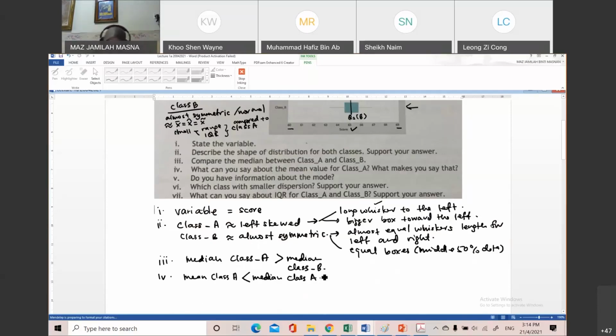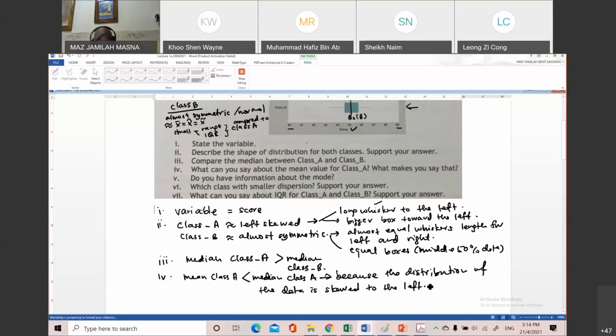Now, why? What would be the reason we say this? Because what, class? Because it is left skewed. Yes, because the distribution of the data is skewed to the left.